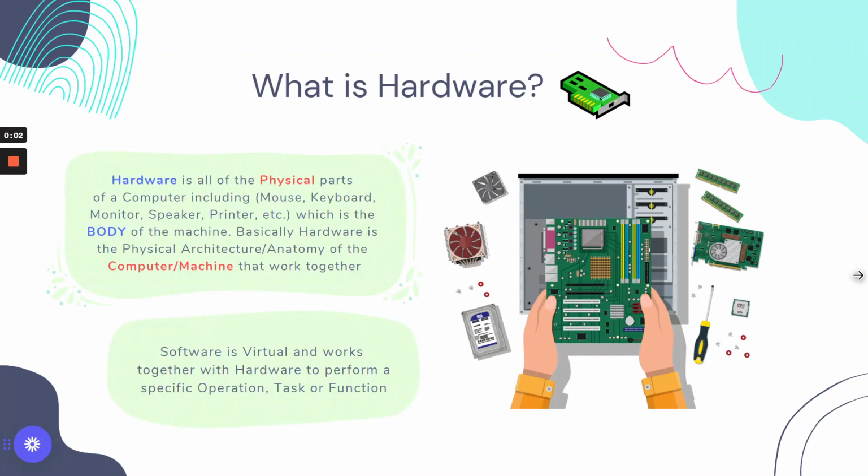What is hardware? Hardware is all of the physical components or parts of a computer, including mouse, keyboard, monitor, speaker, printer, and it's literally the body of the machine. Hardware is the physical architecture or anatomy of the computer machine that work together.